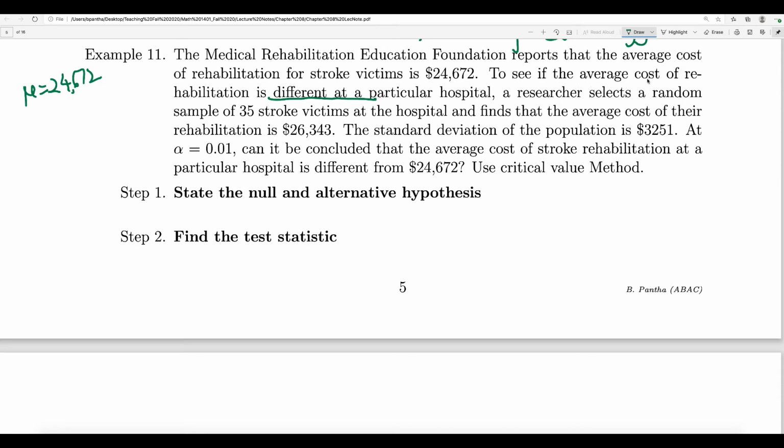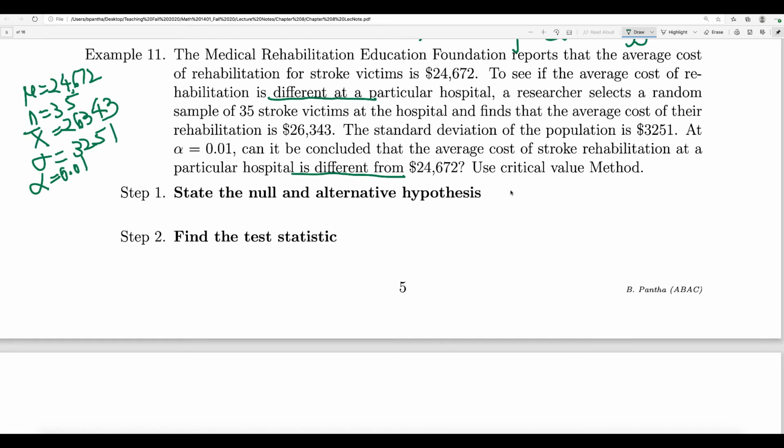To see if the average cost of rehabilitation is different from, see, it is not less than or greater than, it is different from. So it must be a two-tailed test. To see if the average cost of rehabilitation is different at a particular hospital, a researcher selects a random sample of n equals 35 stroke victims at a hospital and finds the average cost is 26,343. So x bar, because this is the sample average, is 26,343. The standard deviation of the population is sigma equals 3251. At alpha equals 0.01, can it be concluded that the average cost of stroke rehabilitation at the hospital is different, meaning not equal? Use the critical value method.